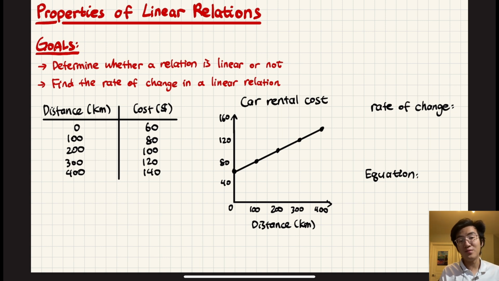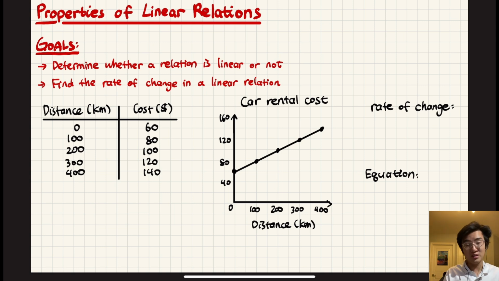Starting off is a pretty common scenario you'll encounter: renting a car. If we are at 0 kilometers, it costs us $60, which means that in order to actually start renting a car, we have to pay $60 first. At 100 kilometers we've driven, we'll be paying $80. At 200 kilometers, we'll pay $100, and so on and so forth. And we notice that when we plot it down, it's a nice straight line on this graph.